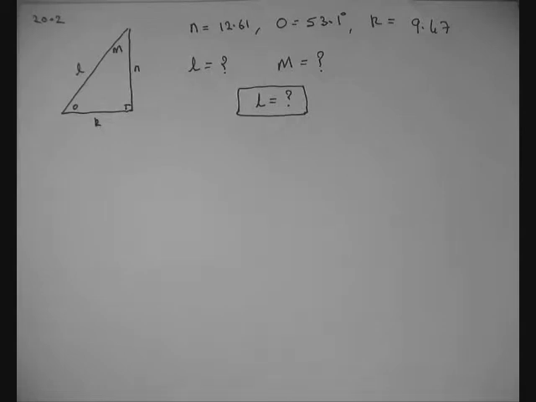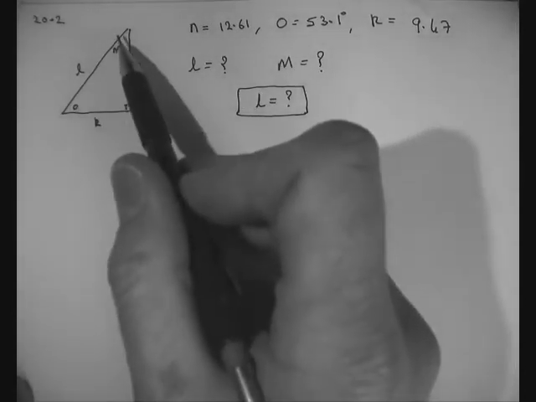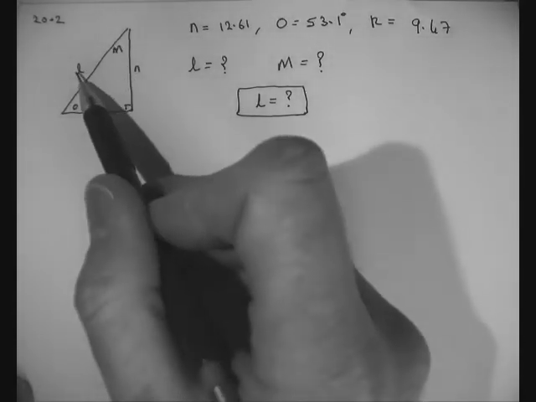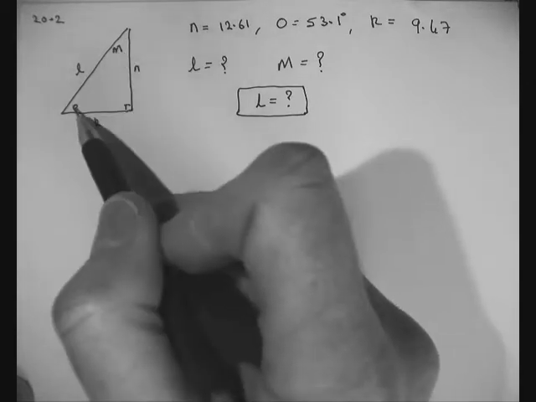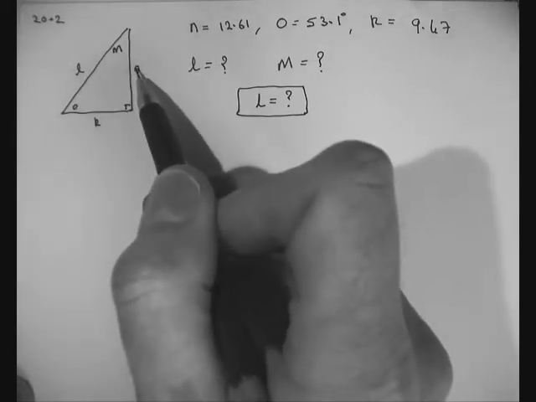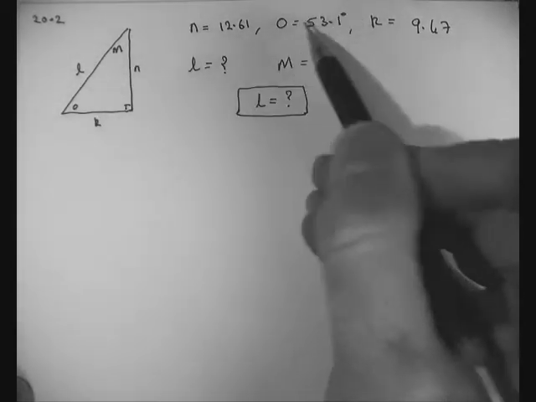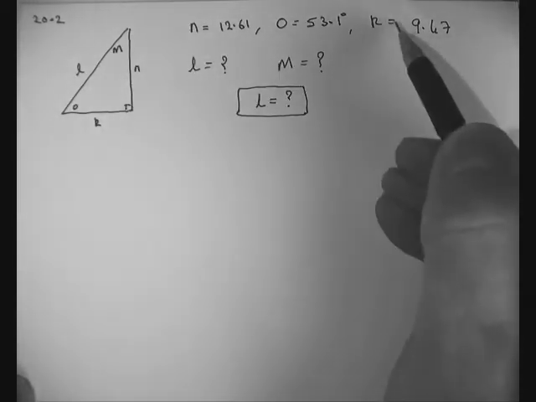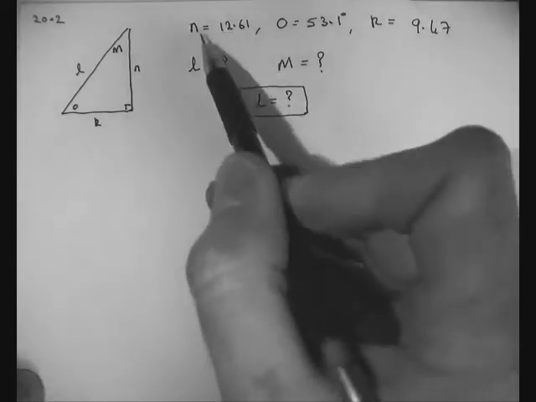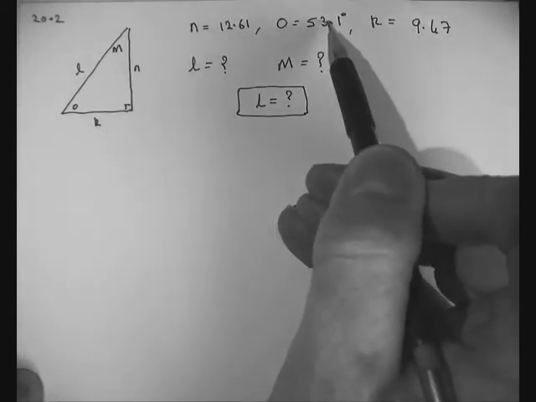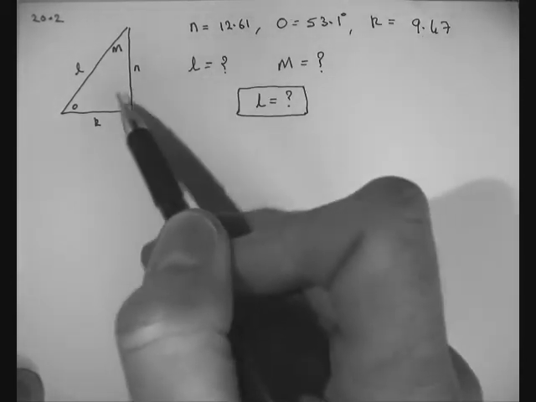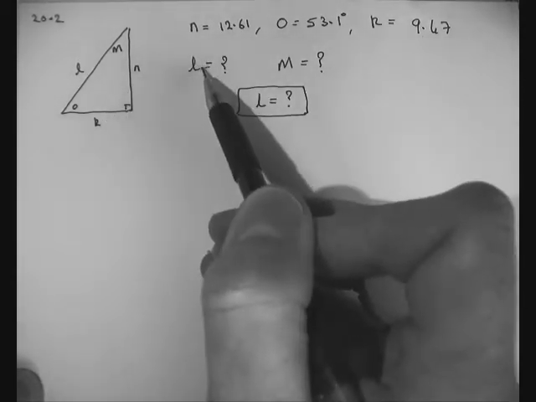In this video we're continuing on problem 20. We have a right angle triangle of hypotenuse L, other internal angles M and O, and other two sides N and K. In the earlier one, 20.1, we found what K is. N is 12.61, the angle is 53.1, K is 9.74. We want to find L and M.